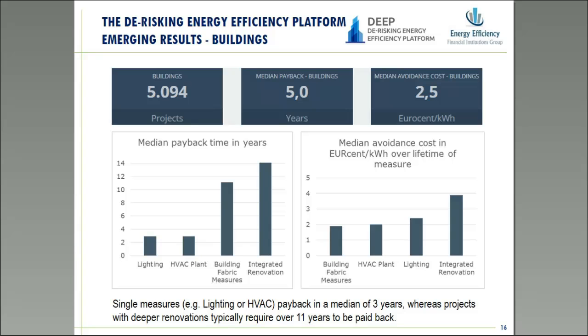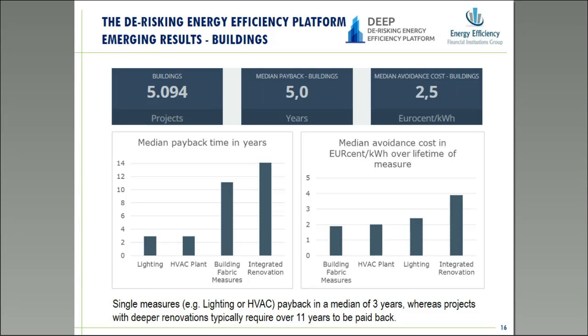Now, what comes out of this? Well, to give you a quick couple of examples, we have around 5,000 building projects in the database now. The median payback time for the building projects is 5 years. But of course, medians and averages are dangerous, because below this median, you have on one end lighting projects, for instance, LED replacement of old lighting systems, that have a very short payback time. The median there is 3 years. And at the other end of the scale, you have building fabric measures, which are improvements of walls and roofs and windows, where the median payback time is 11 years.